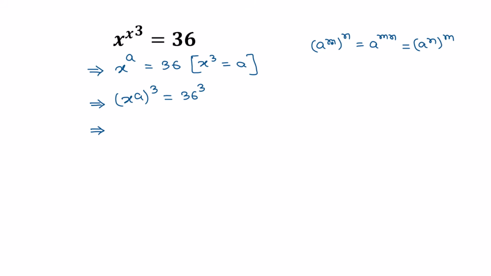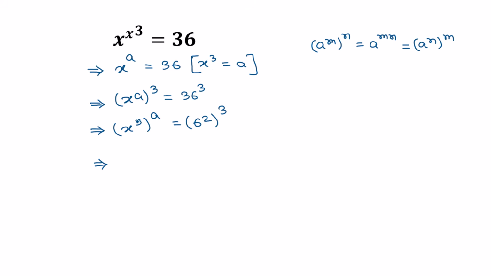So a to the power m whole to the power n can be written as a to the power n whole to the power m. Applying this, we can write this as x to the power 3 and whole to the power a is equal to 36. This is 6 square is 36 and this cube. So we have x cube is equal to a.